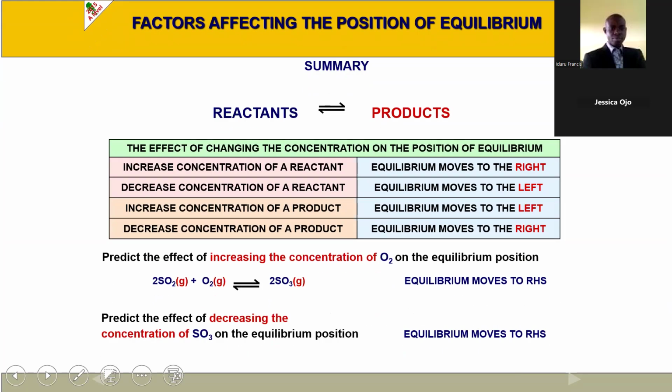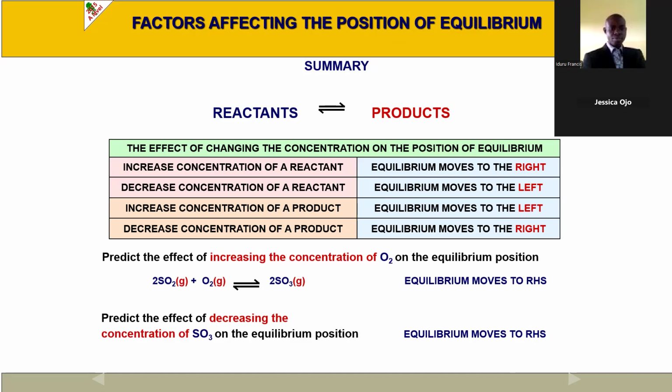Okay. All right. So let's quickly talk about the summary of the whole thing. Increase in concentration of the reactant: equilibrium moves to the right-hand side. Decrease in concentration of a reactant: equilibrium moves to the left-hand side. When you decrease it, the product will react to replace what you have removed, to restore it back.